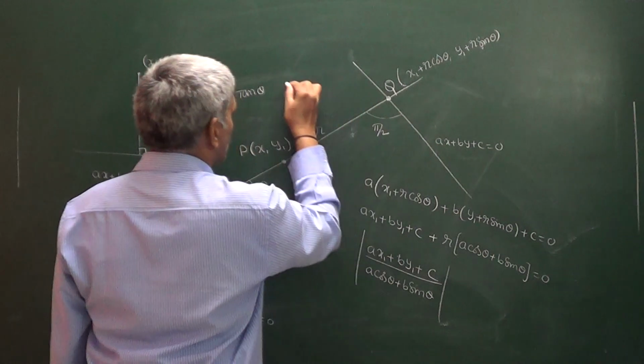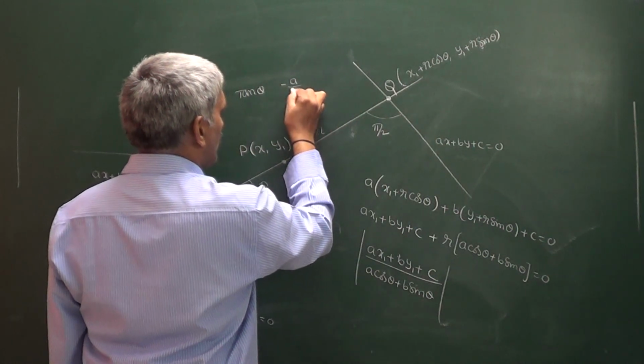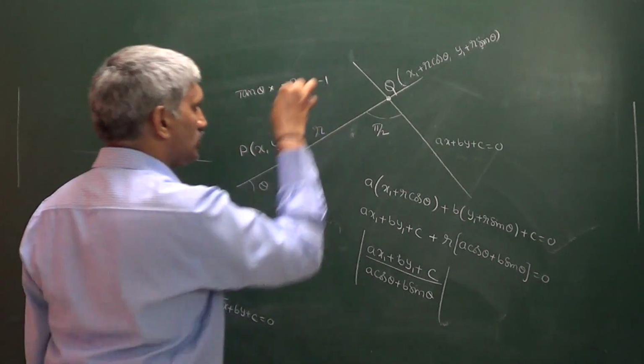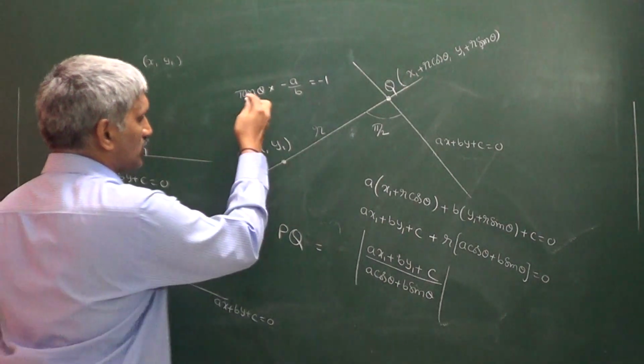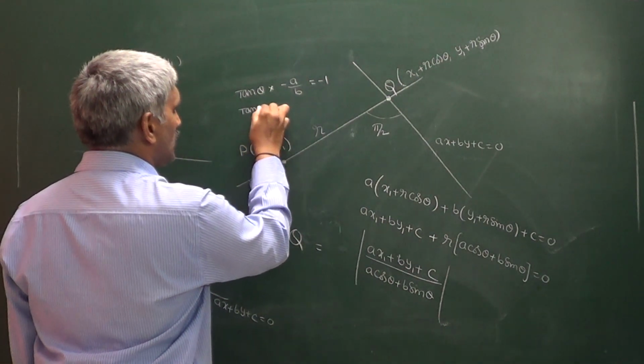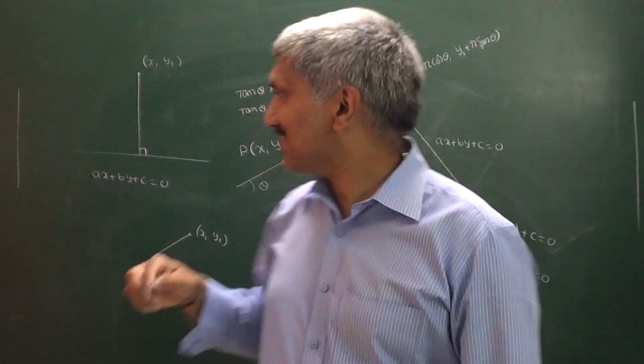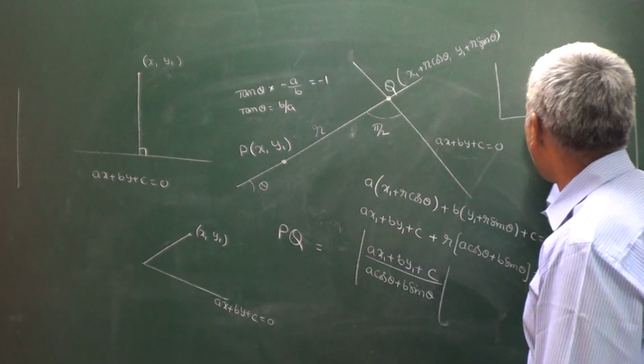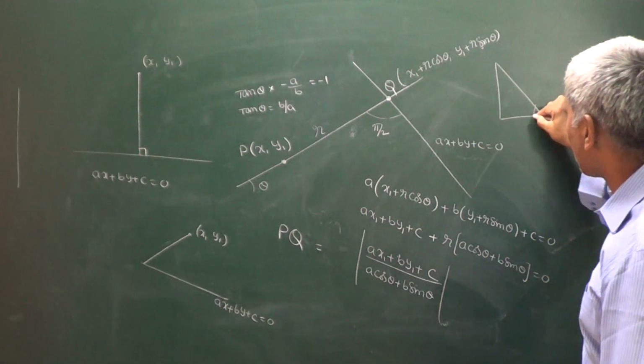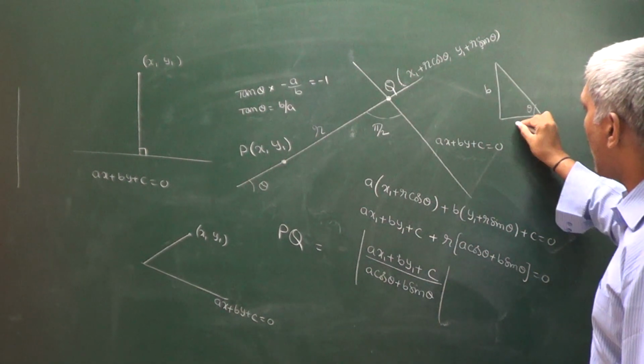This line's slope is equal to minus a by b. The product of the slopes is equal to minus 1, which means definitely you will get tan theta is equal to b by a. Alright, tan theta value we got is b by a.